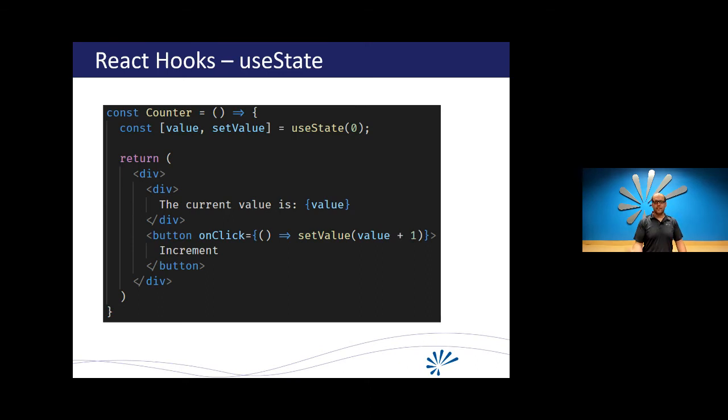When you call set value, however, it will update the value and cause the component to re-render, which means the function re-executes. So every time you call that setter method, the function re-executes and the component re-renders. So when you set value plus 1, when we click that button, it's going to update the value and re-render, and value will now be 1, and then it'll say the current value is 1. If we click it again, it'll say 1 plus 1 is 2, set that into the value and re-render the component, and now it'll say the current value is 2.